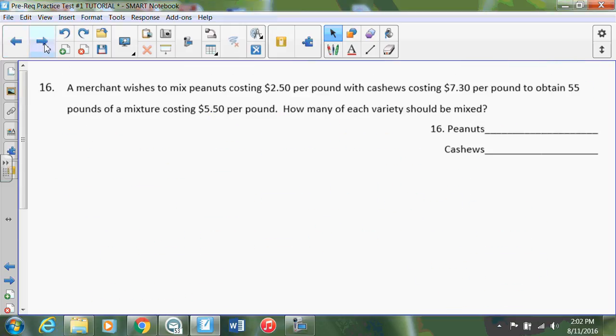Okay, I've got 215s. Okay, here's 16. A merchant wishes to mix peanuts costing $2.50 per pound with cashews costing $7.30 per pound to obtain 55 pounds of a mixture costing $5.50 per pound. How many of each variety should be mixed?